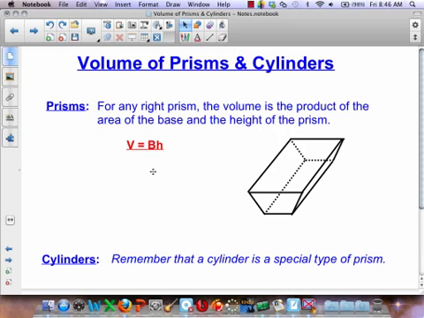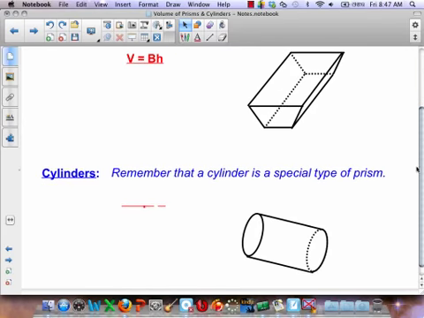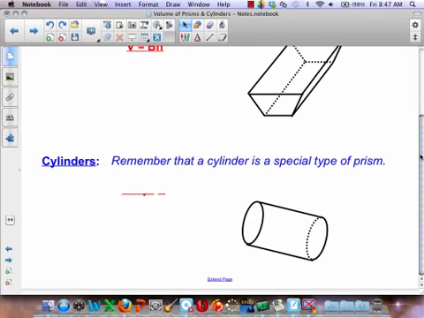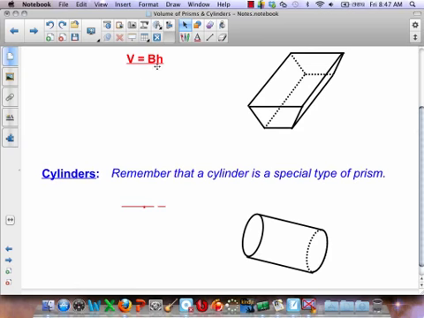Now, remember on Tuesday, we talked about the fact that a cylinder is a special type of prism, right? So, it's a prism that has what type of a shape? A circle. So, how do you find the area of a circle? Pi r squared. So guys, the formulas are not any different. If all I do is take the circle, and in place of b, I put pi r squared, what is the volume of a cylinder? Pi r squared h.